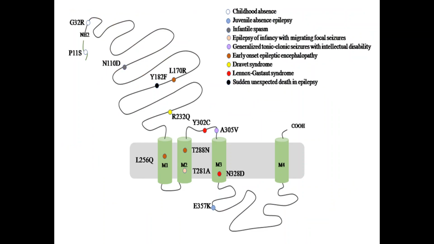Interestingly, mutation in GABRB3 associated with childhood absence epilepsy, infantile spasm, and Lennox-Gastaut syndrome. But 10 years ago, we have reported mutation in the same gene, GABRB3, associated with autism with maternal transmission. Now we are reporting multiple mutations in the same gene, GABRB3, associated with variable epilepsy syndromes, unexpected sudden death in epilepsy, autism, and intellectual disability.